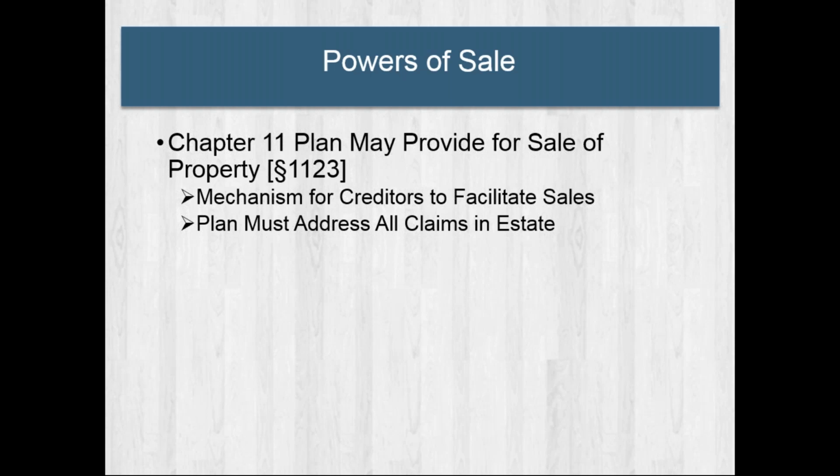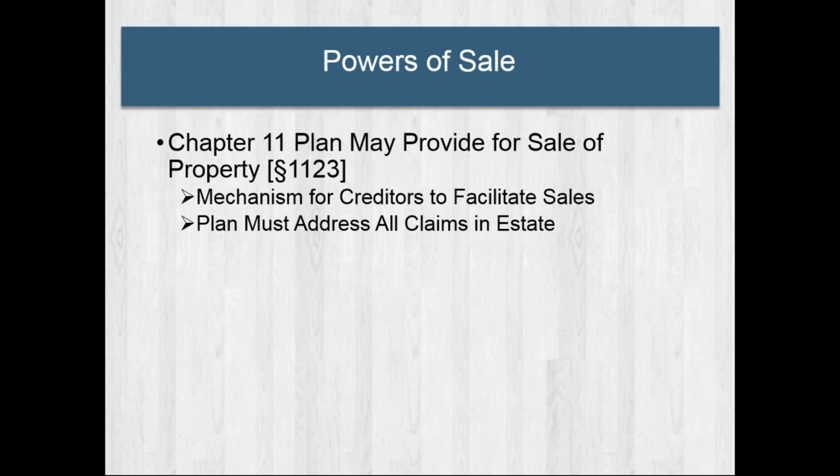Chapter 11 plans, again, in addition to Section 363, a Chapter 11 plan may provide for a sale of property. There is, under these circumstances, a mechanism for creditors to facilitate sales of real estate in a Chapter 11 case. And the reason why I say that is because Section 363 obviously only gives authority to the trustee and the debtor in possession to move to sell property, not creditors committees, not individual creditors, secured creditors, etc.